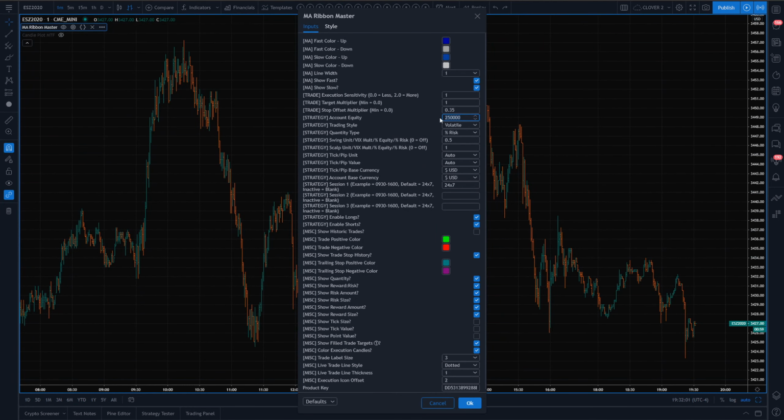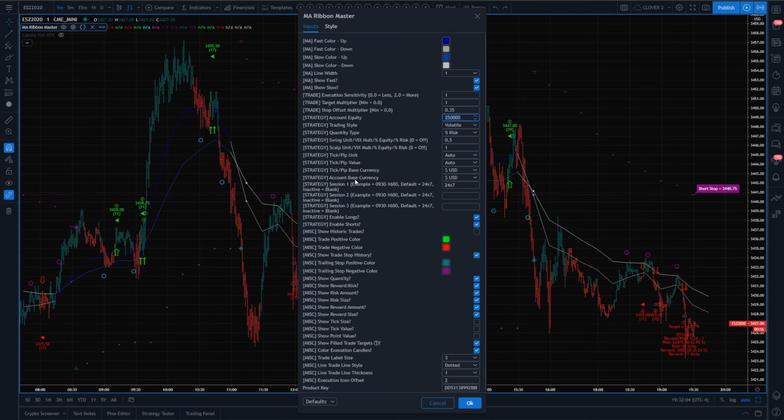My account currency is still $250,000 of USD. The tick currency is USD. All CME futures are in United States dollars. But let's say I'm in a foreign country and I have a foreign account that's dealing in euros. So if I do this, we should see the contract quantity.